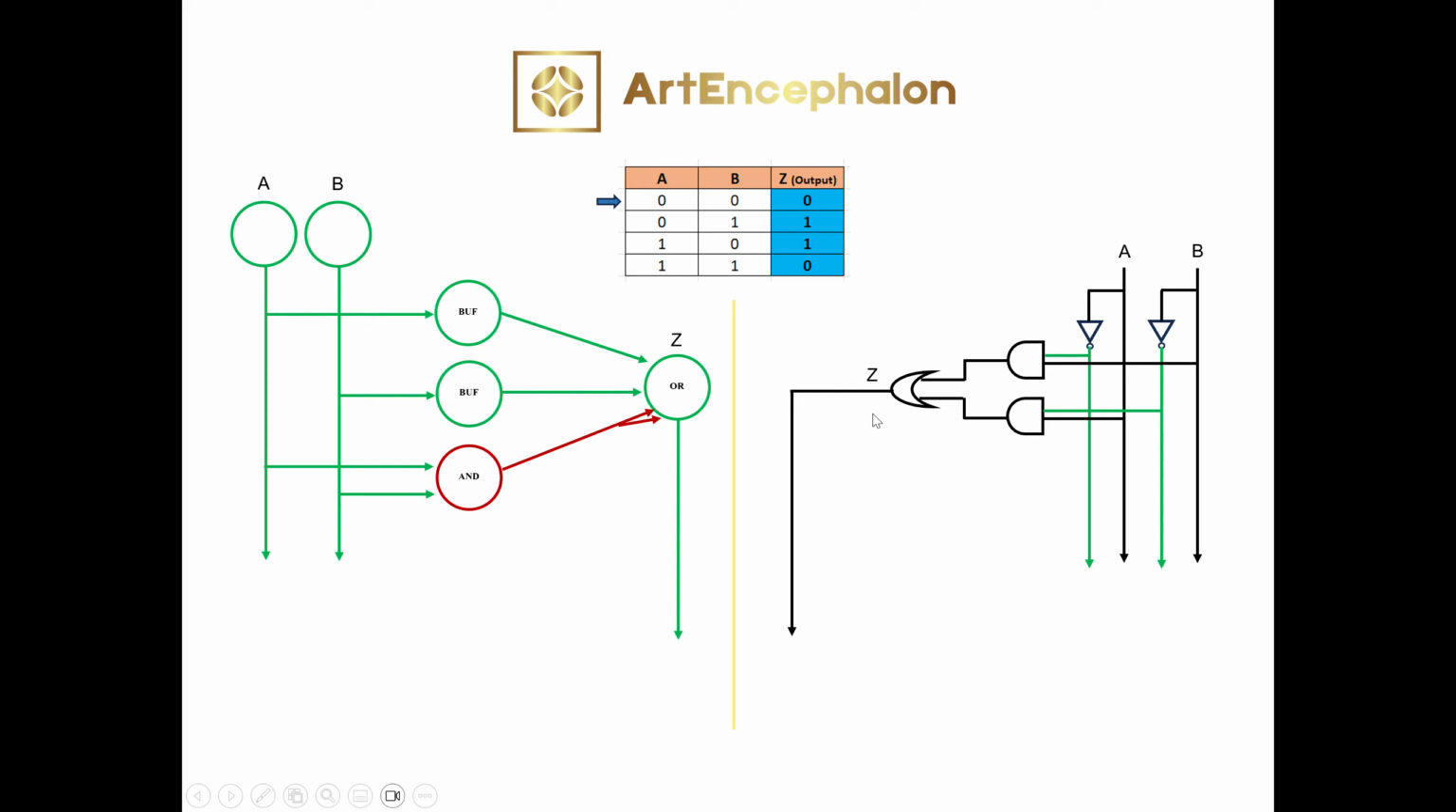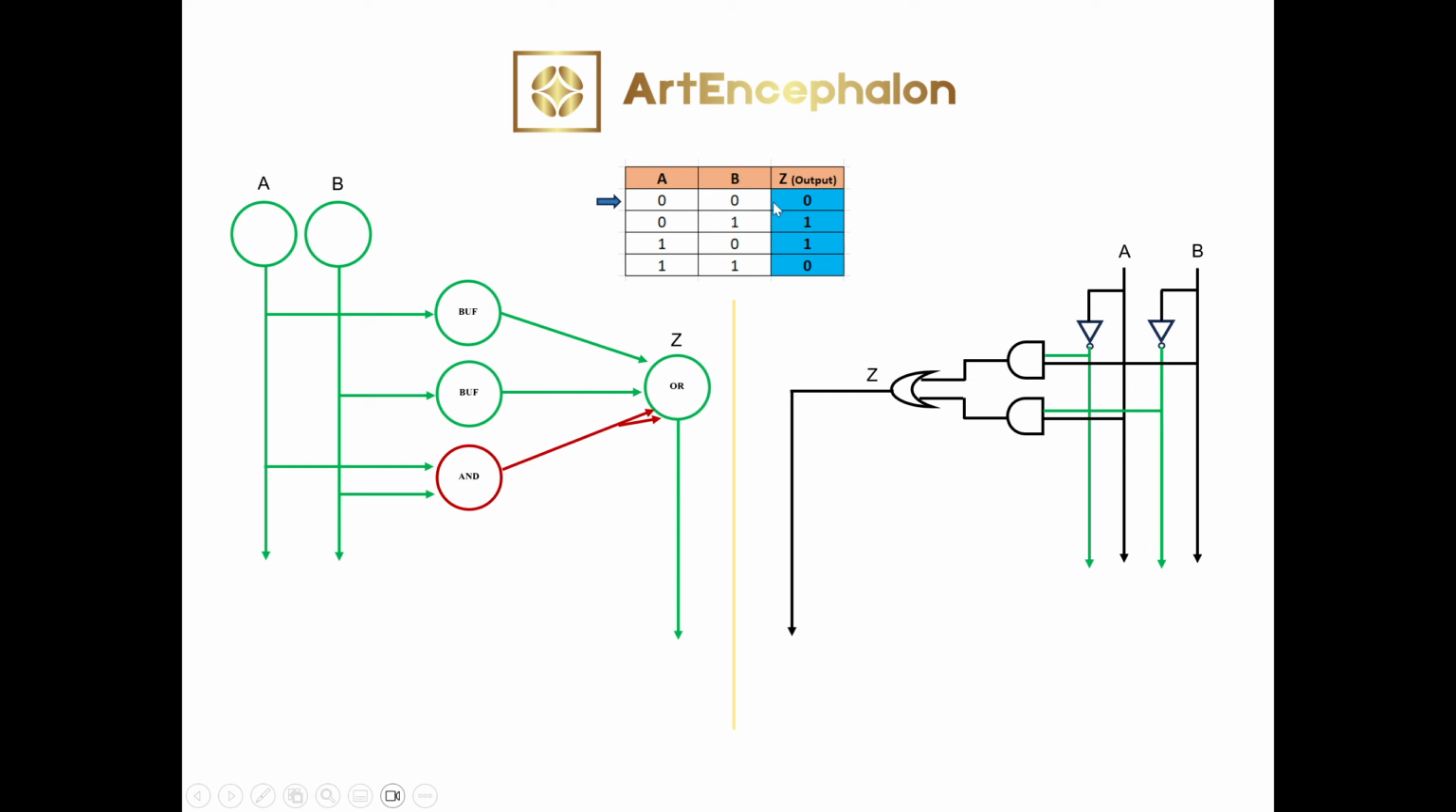Let's look at how it looks on a logic circuit. In this logic circuit, we have 2 inverters: one inverter on input A and another inverter on input B. Then we have 2 AND gates. These are our AND gates, and 1 OR gate. This is our OR gate.